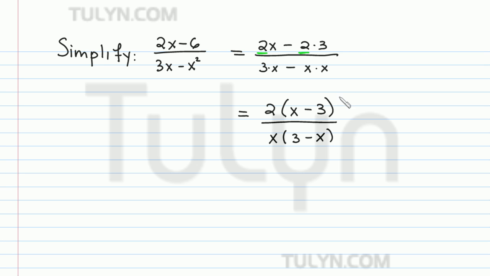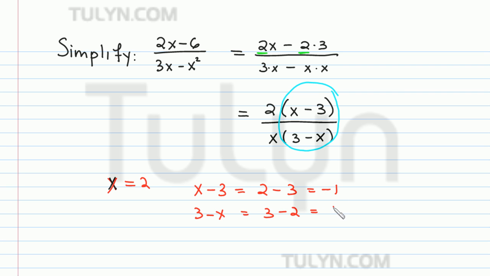Now, I want you to note these two terms. They look very, very similar, but they're not the same. Let's illustrate this for example. If x was equal to 2, then x minus 3 would be 2 minus 3, which is negative 1. But 3 minus x would be 3 minus 2, which is positive 1. So x minus 3 is not equal to 3 minus x.